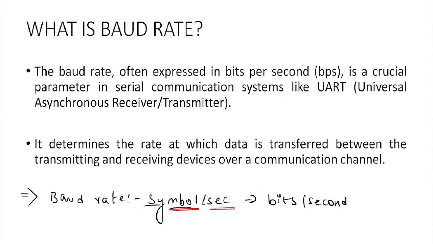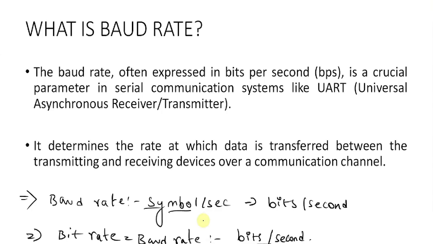Number of symbols transmitting per second, or bits per second we can call. Okay, that is baud rate. Bit rate is what? That is bits per second, the number of bits per second. Baud rate is the number of symbols transmitting per second. Okay, that is baud rate.